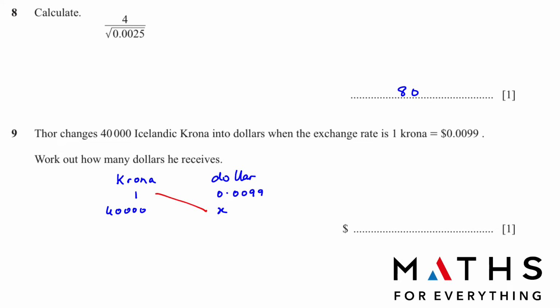And then we cross multiply. 1 multiplied by X is X, and 0.0099 multiplied by 40,000. This will give us $396.